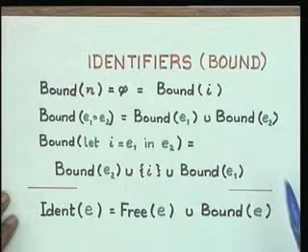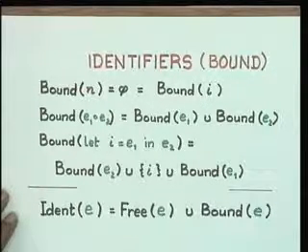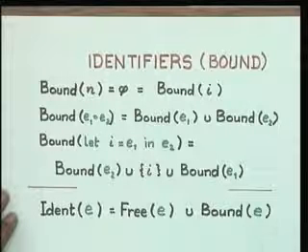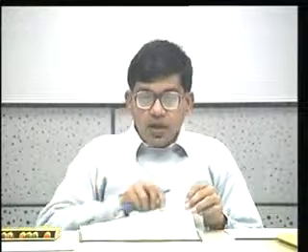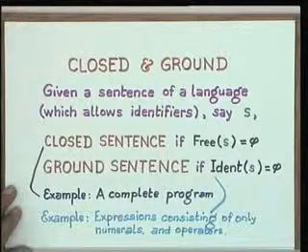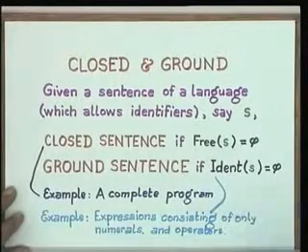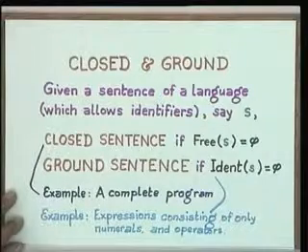And we define bound identifiers in this fashion, and the set of all identifiers is just the set of all free and the set of all bound identifiers. Right. We define the notion of closed terms of a language and ground terms of a language, and a complete program is closed. An expression without variables, a term without variables, is ground.